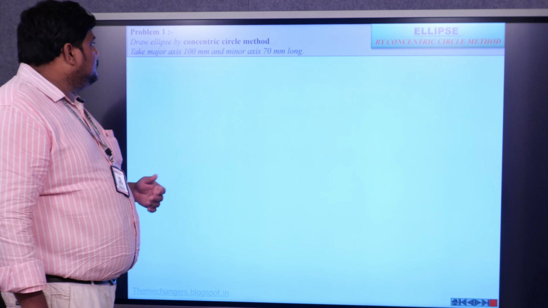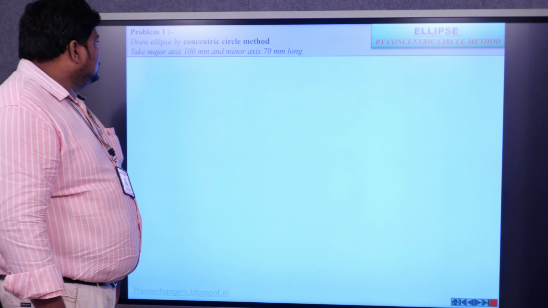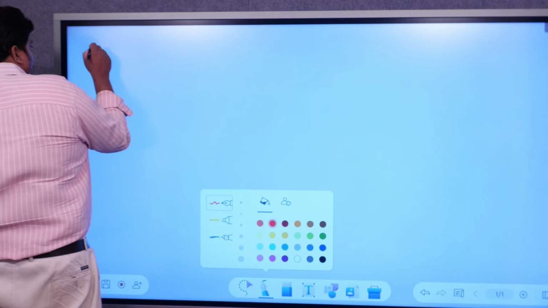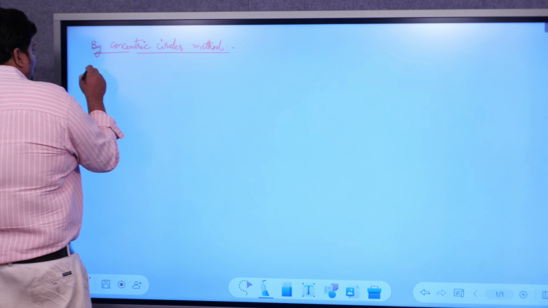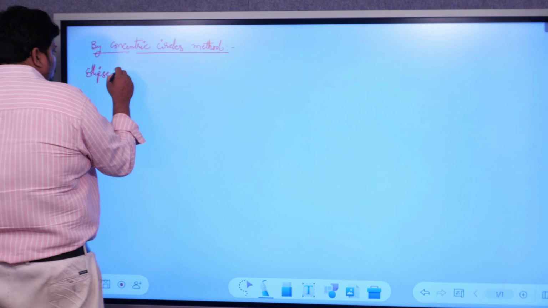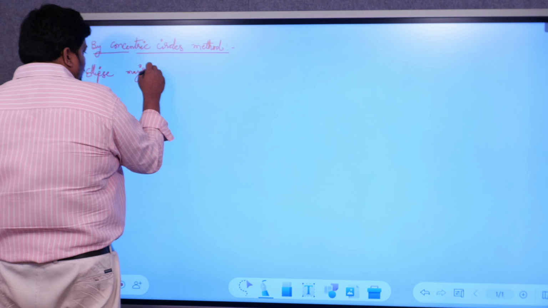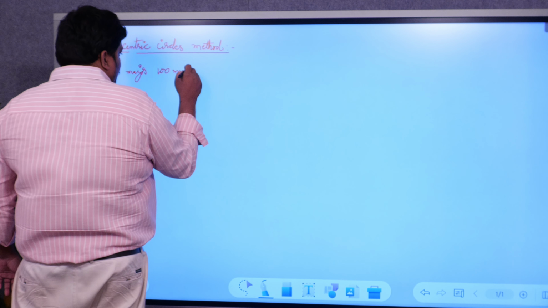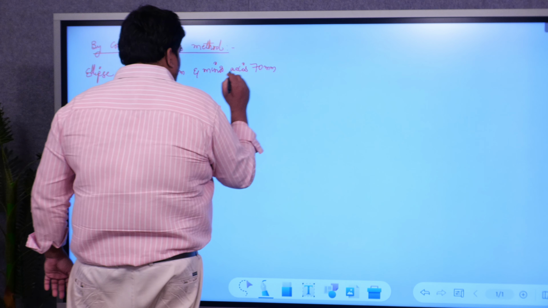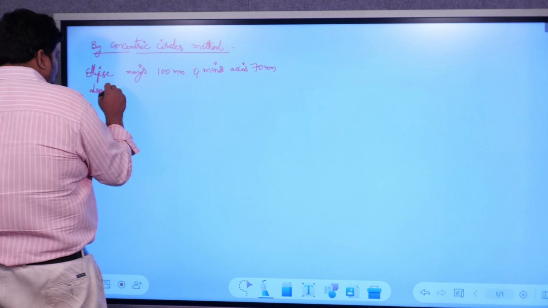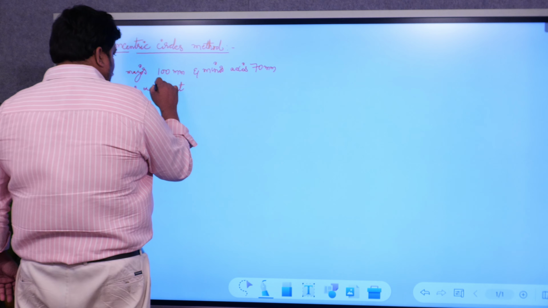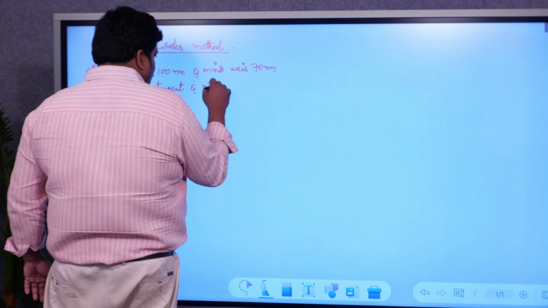Let us see one problem: draw an ellipse by the concentric circles method. Take the major axis as 100 mm and the minor axis as 70 mm. Also draw a tangent and a normal to the curve.